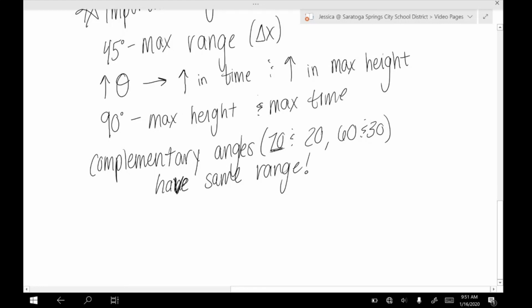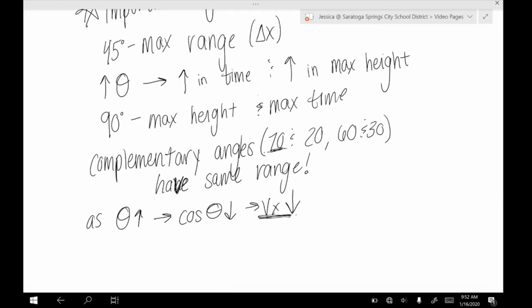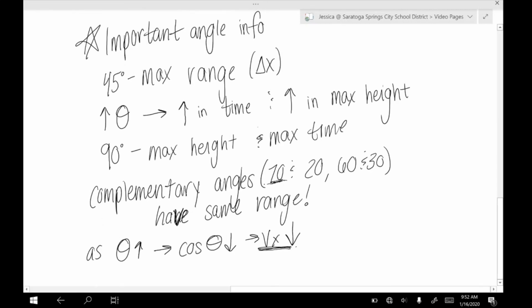lead to longer range, but as theta increases, the cosine component decreases, so the Vx decreases. Okay? So the decrease in Vx is made up for by the longer time in 70 degrees. So it ends up having the same range as 20, which is in the air less, but this Vx value is larger. Same thing with 60 and 30. And the derivation of that comes from some double angle formulas for complementary angles. If you want to know how that happens, feel free to look it up. But for now, just remember that they have the same range.